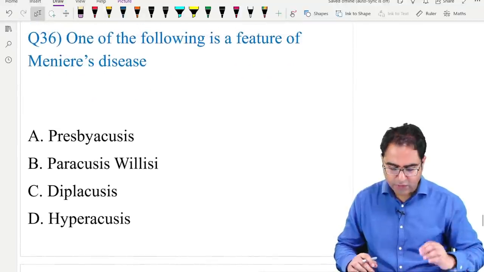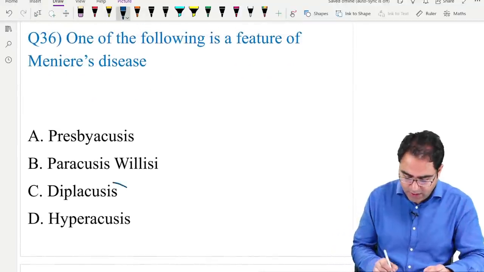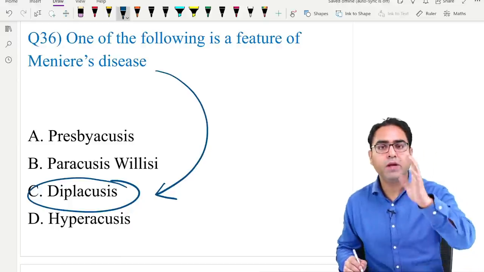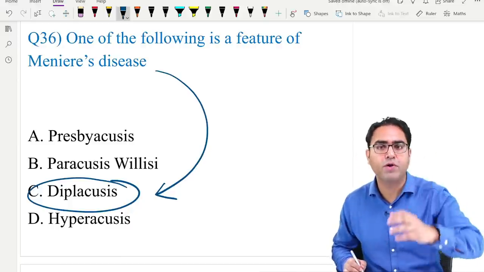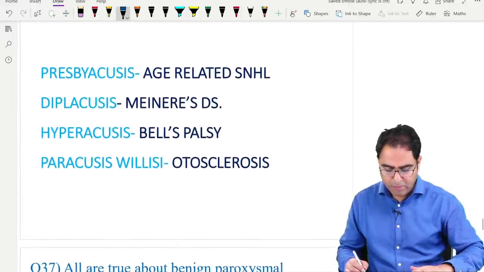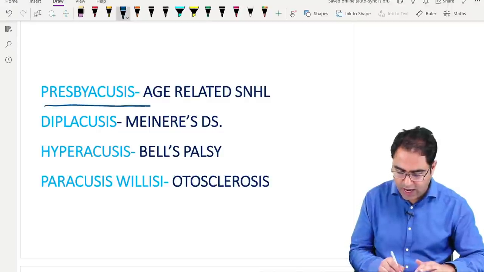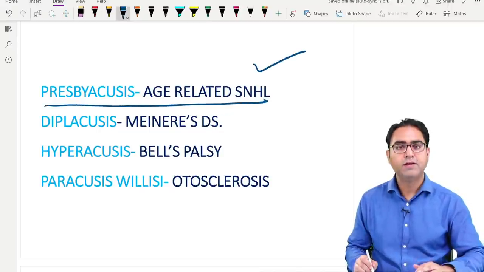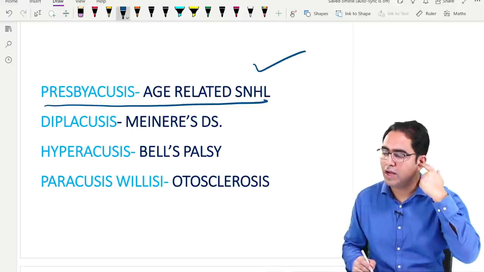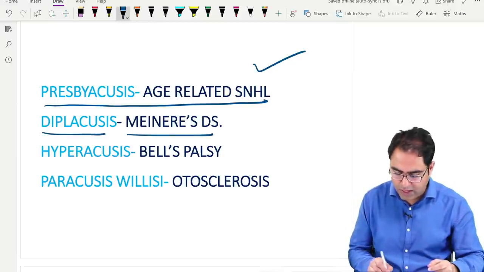One of the following is a feature of Meniere's disease. Diplacusis is a feature of Meniere's disease. Meniere's causes diplacusis. I hear same sound in two different frequencies. Let us revise the four Q's. Four Q's in ear. Presbycusis is age-related SNHL. Four Q's of ENT, beta. Presbycusis is age-related sensory hearing loss. Diplacusis is Meniere's disease, beta.